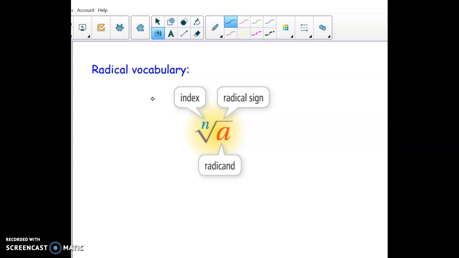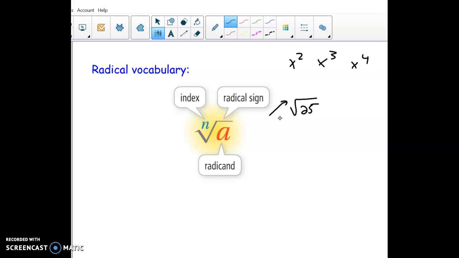Okay, so just some radical vocabulary. This whole thing is called a radical. The little check mark is the radical symbol. The number underneath is called a radicand. And an index is just a little number. Just like you have exponents, like x squared and x cubed, you can also have different indexes for roots. If nothing is written there, it's actually considered a 2.